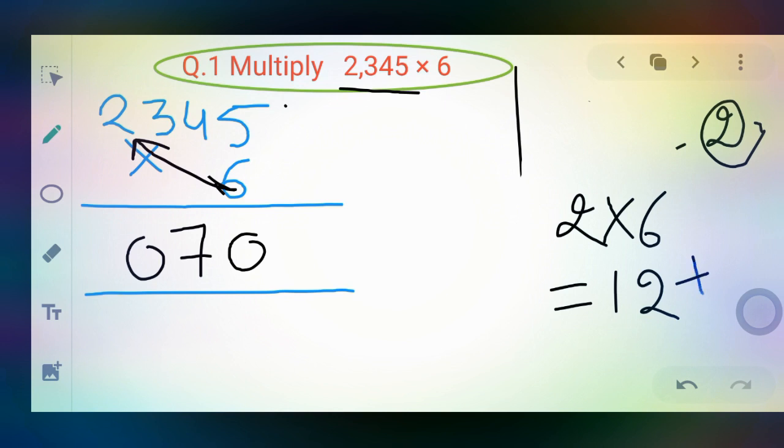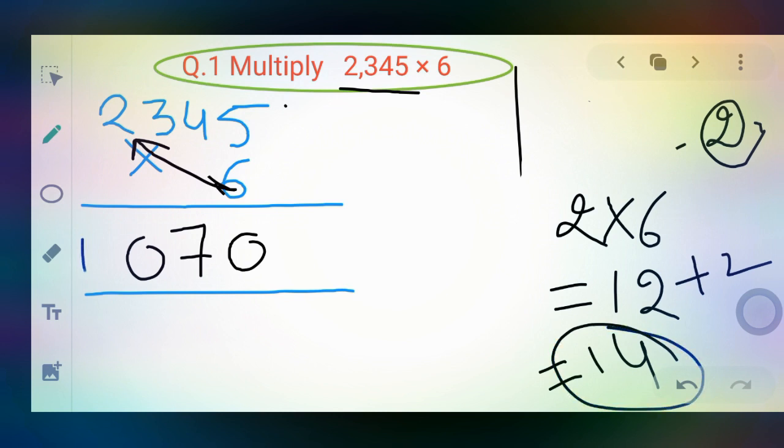12 plus 2, what is the answer? It becomes 14. Now there is no digit to multiply here, so this 14 completely I write here. I will not take this one carry. Why not? Because there is no any digit. There are only 4 digits, and I multiply all 4 digits by 6.